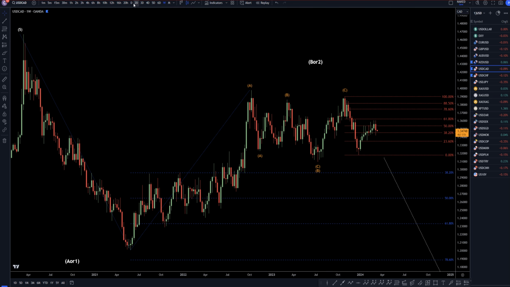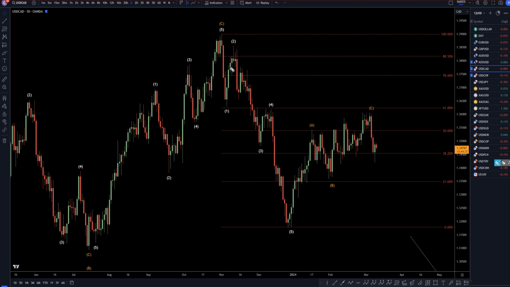So taking it right down to the daily time frame. On the daily time frame, this is definitely 5 waves down. Looks like a 1, 2, 3, 4, 5 of 1. I think there's a good chance this is already over.